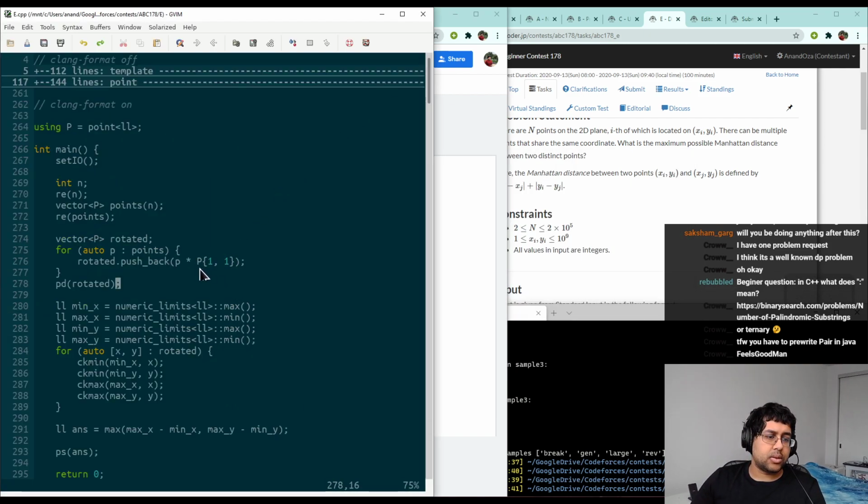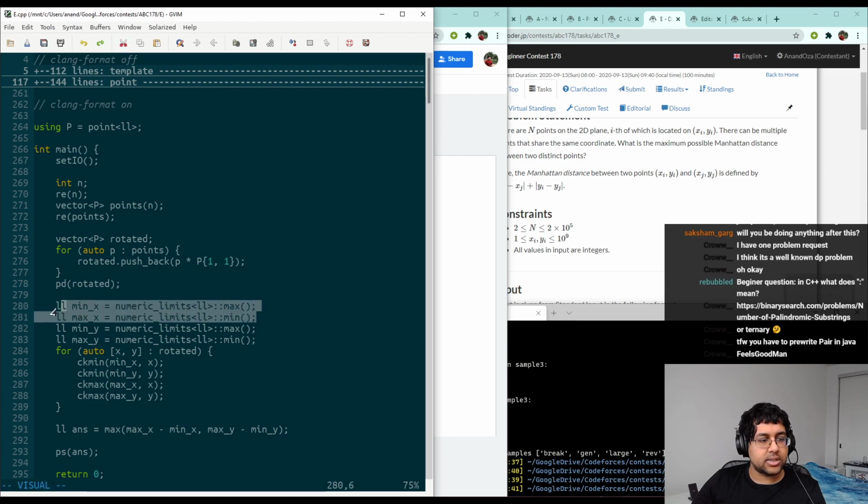So we do this rotation. This is multiplication because you can imagine if your points are complex numbers, you're multiplying by 1 plus i to rotate like that. And then once you do that, you just find whether the answer is in the x prime direction or the y prime direction. And this is another example of colon. So we're doing a for each loop across each point, and then we're destructuring it into the x and y coordinates.